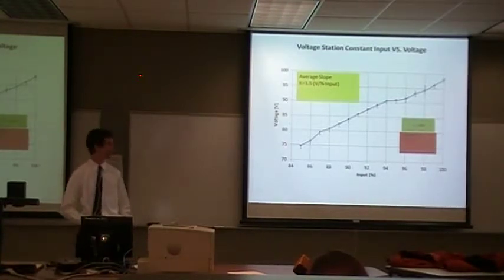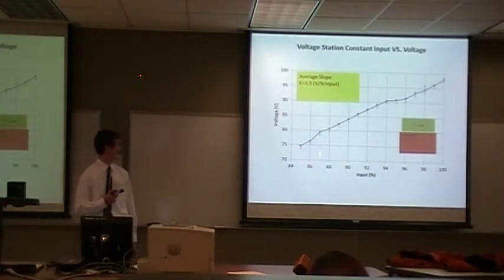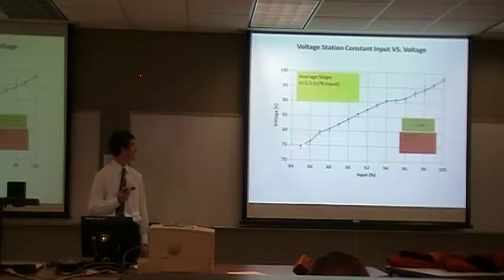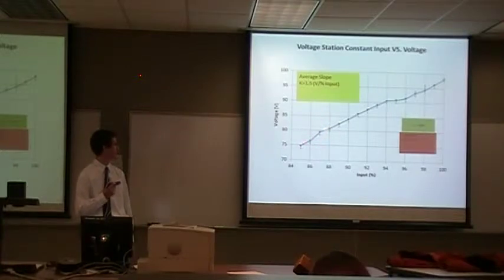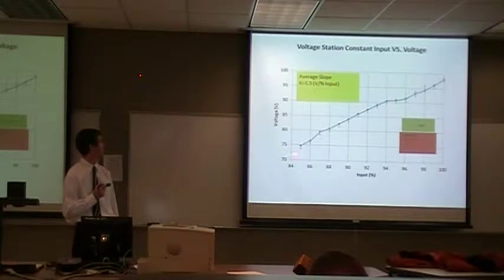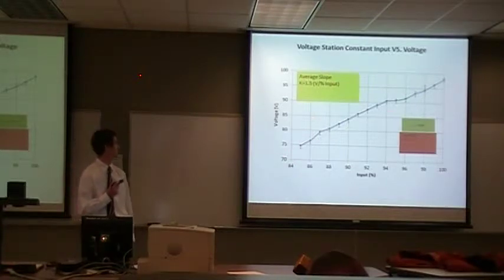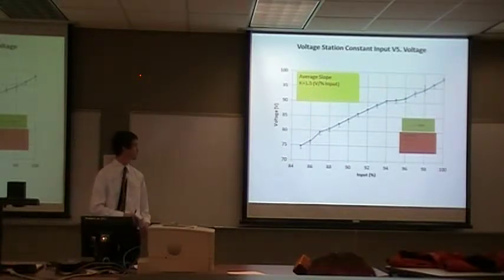This is a compilation of the data shown on the previous screen to create our steady state operating curve. As you know before, we had problems in this area here. We have now fixed this point on our graph, and the average slope for our steady state operating system is 1.5.